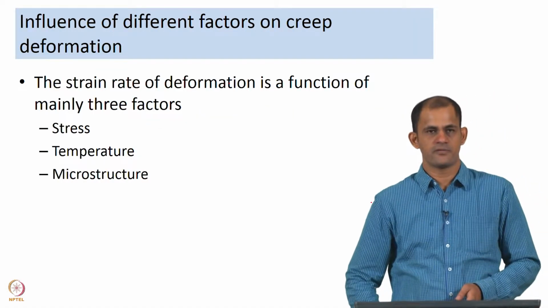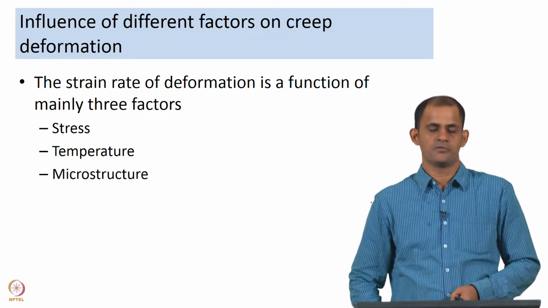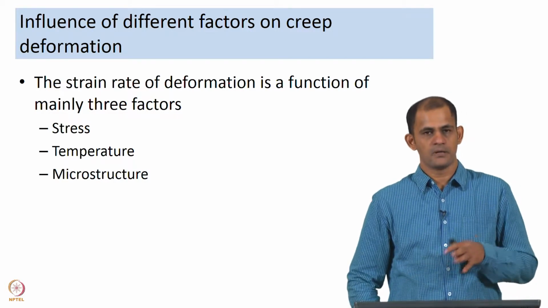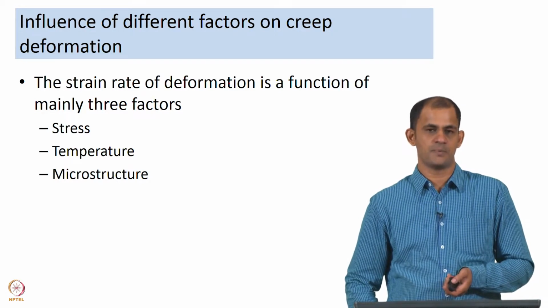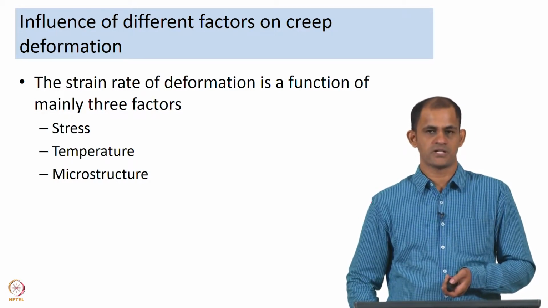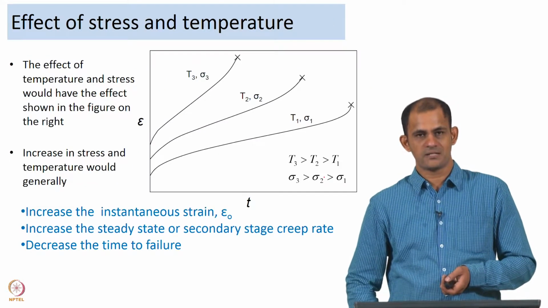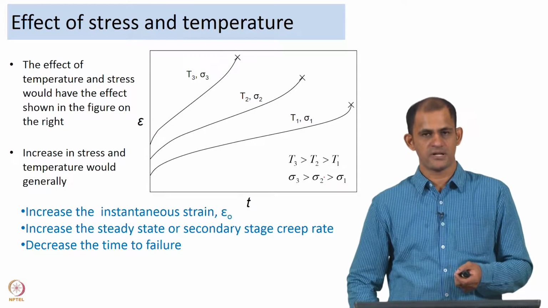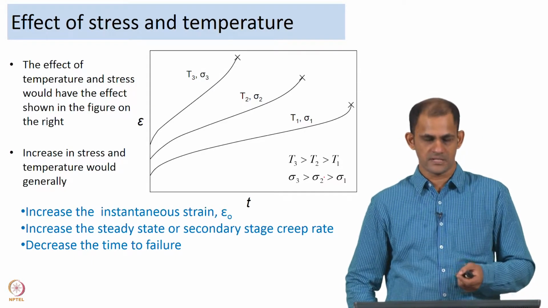Broadly, the strain rate of deformation is a function of three factors: stress, temperature and microstructure. Of course, there are some other factors such as elastic modulus etc., but by and large stress, temperature and microstructure are things that you can play around with to understand how they influence creep deformation. So, now let us look at the case of stress and temperature. We looked at the effect of stress and temperature on strain rate. So, what is the corresponding effect of stress and temperature on the creep curve itself?